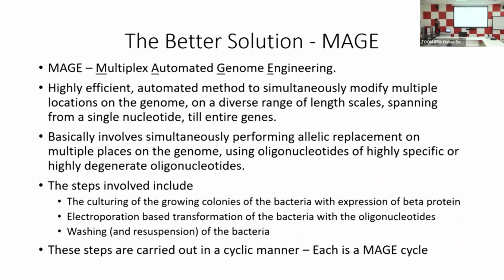So what these guys propose is something called MAGE, multiplex automated genome engineering. It is a highly efficient automated method to simultaneously modify multiple locations on the genome on a diverse range of length scales. So basically, this solution modifies the genome on a long range of scales. It can span from a single nucleotide, so you can modify or diversify one nucleotide, and that can go on to entire genes. Entire genes coding proteins can be modified using this system. It basically involves performing what we saw in the past two slides, allelic replacement, on multiple places of the genome using highly specific or highly degenerate oligonucleotides.